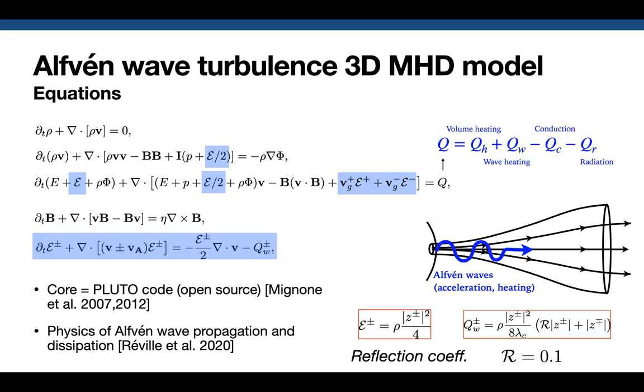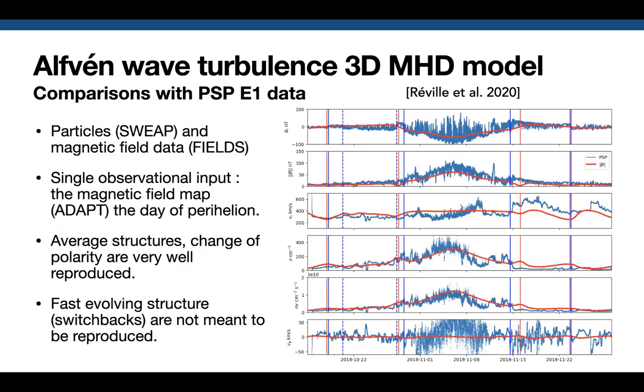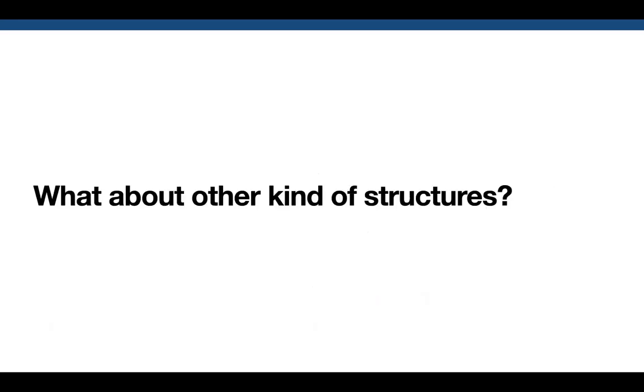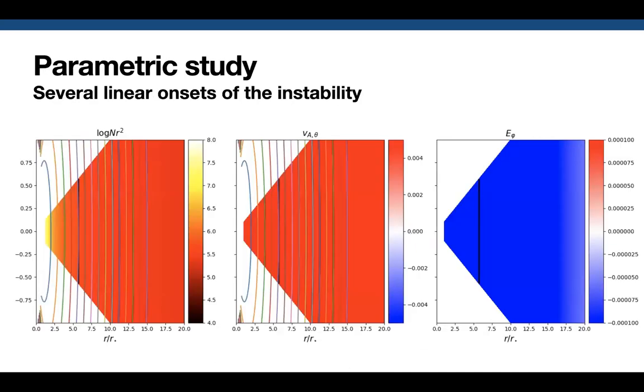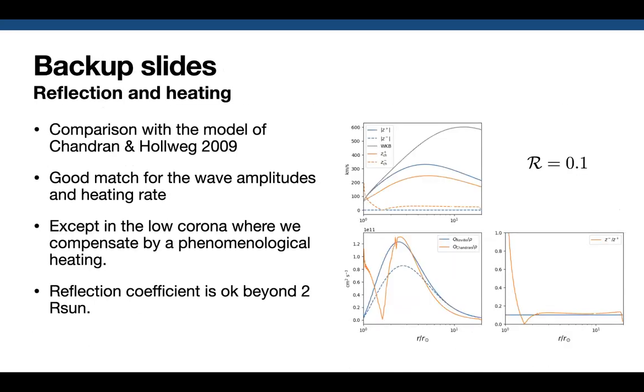Okay, so the reflection coefficient is actually, in some way, a parameter of the model. It's not related to the correlation length scale, which is another parameter that we can choose. But the reason I've chosen this 0.1 value was looking at analytical models of this kind of incompressible reflection processes.